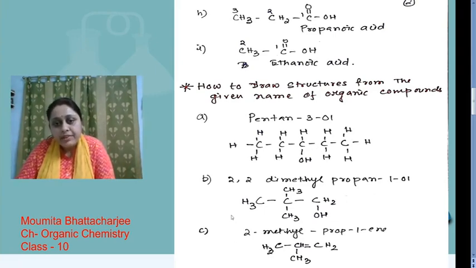Next example I have written 2,2-dimethylpropan-1-ol. First we have to write the propane chain, that is C-C-C. Here we have seen 2,2-dimethyl, that means prefix.